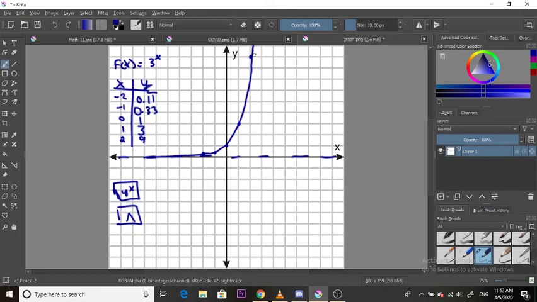So I'd like to thank you for listening in, and I will see you next time when we start analyzing this function, and we're going to look at things like domain, range, initial value, and variation.